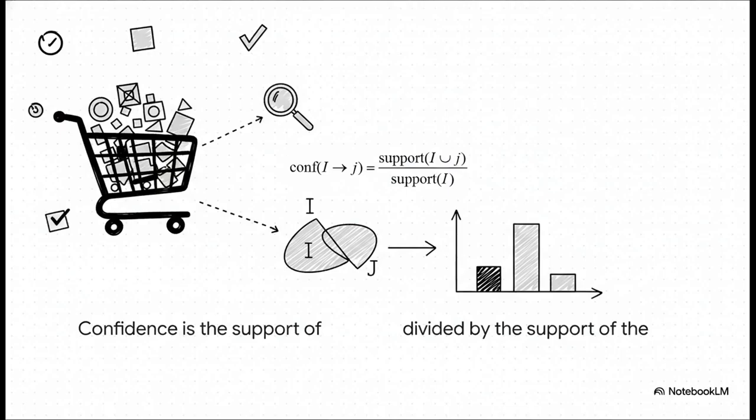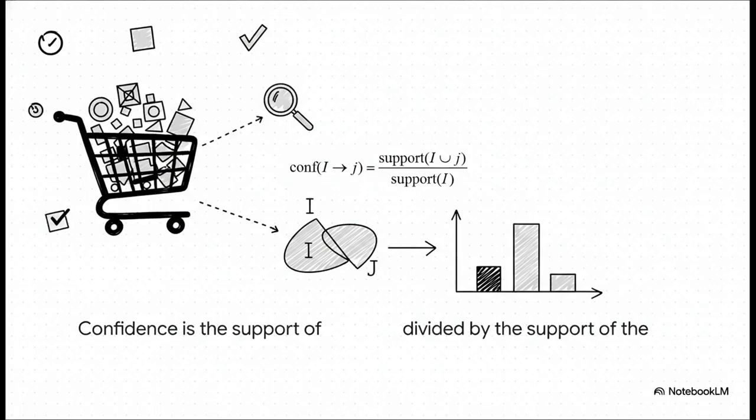Now, the formula for calculating this might look a little intimidating, but I promise you, it's actually really intuitive. All you do is take the support of the entire item set, that's the if and then parts all together, and you divide it by the support of just the if part. Let's just walk through an example.